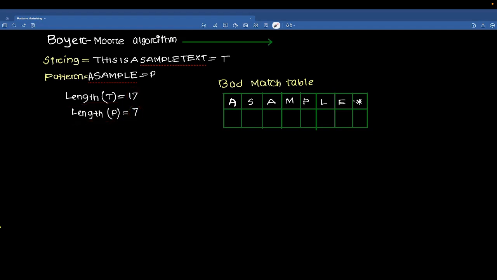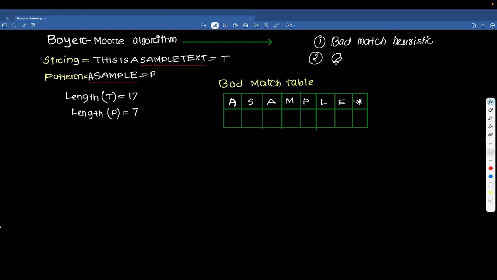The entire Boyer-Moore algorithm is based on two concepts. One is called the bad match heuristic, and the second one is the good shift heuristic. In order to implement the Boyer-Moore algorithm, we'll create a table for the pattern. Let's see how to create this table.